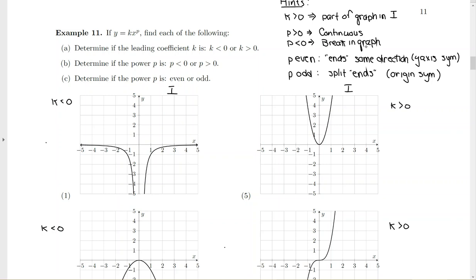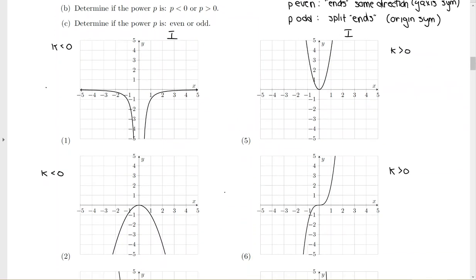That's what we mean by break in the graph. If p is a positive exponent, then the function is going to be continuous. So we'll go through and identify p now. For this one, there's a break in the graph, p less than 0. It'd be a negative power, which would drop our x down into our denominator, and we can't have x be 0. This one is a continuous function, p greater than 0.